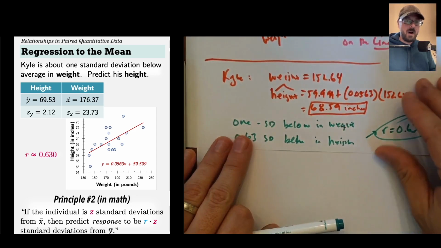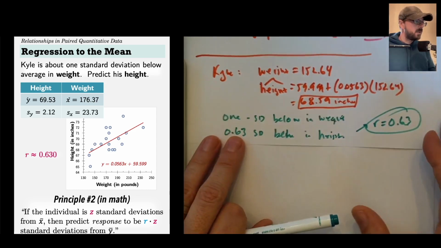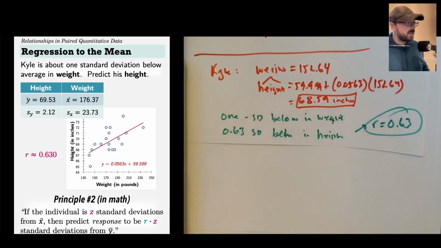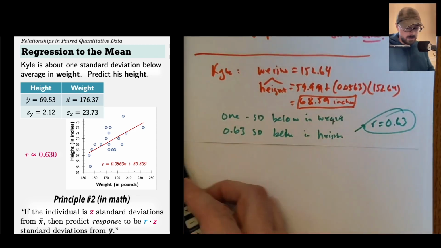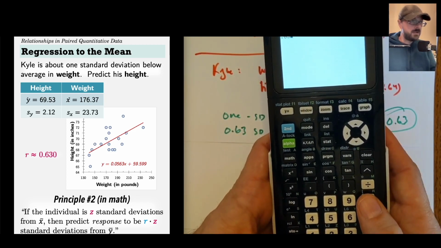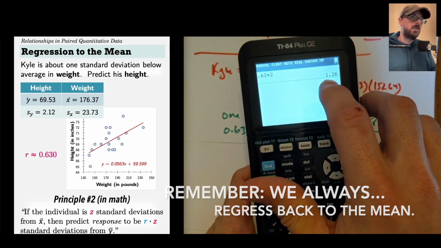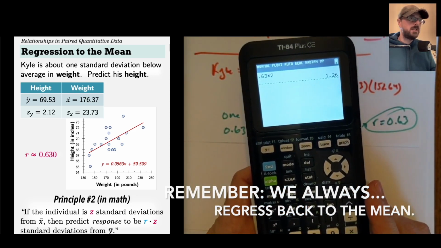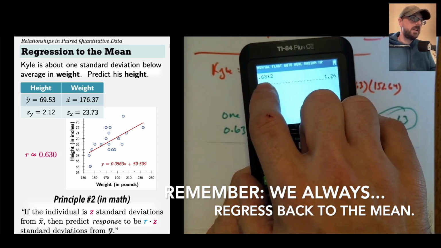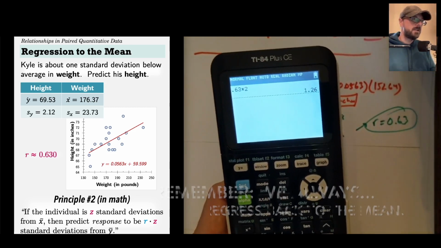So if I know you were 1 standard deviation below average in one variable, then I'll predict that you were R times 1 standard deviation below average from the mean of Y. Pretty cool. If something is 2 standard deviations above average, say the correlation is 0.63 still, I can do 0.63 times 2, and I'll guess that individual is 1.26 standard deviations above average in Y, because the correlation is only 0.63.